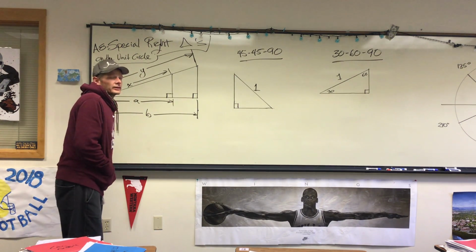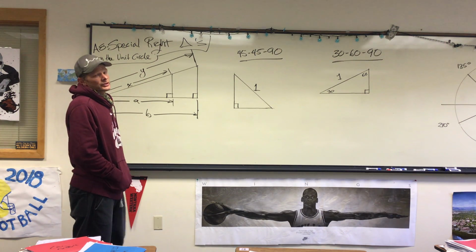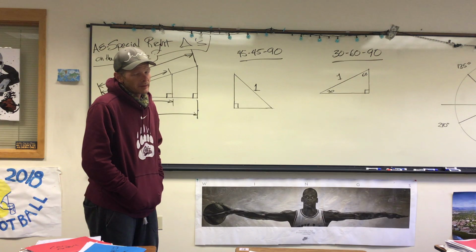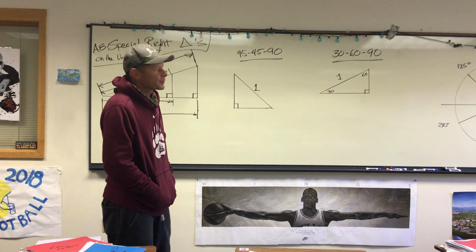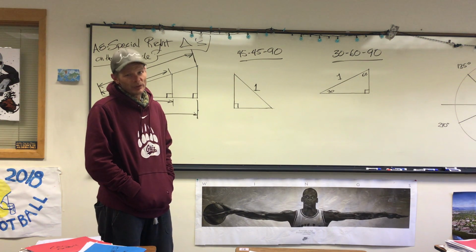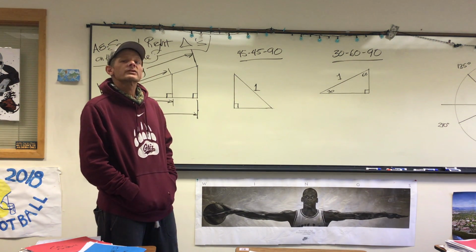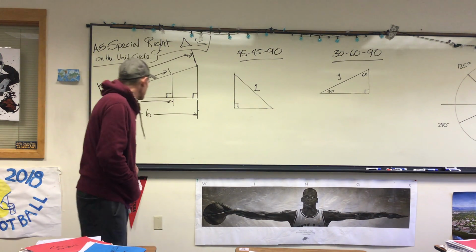This is the video for A8, which is special right triangles on the unit circle. The end output of this assignment is a unit circle with the special right triangle angles labeled on the unit circle with their coordinate pairs, their coordinate points.